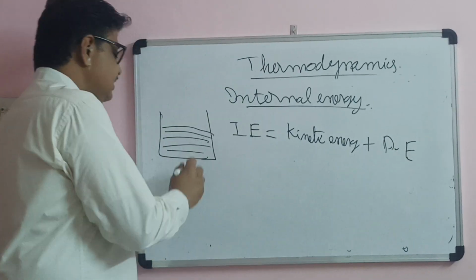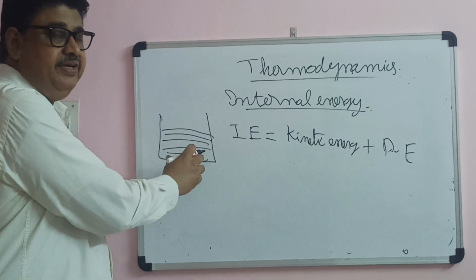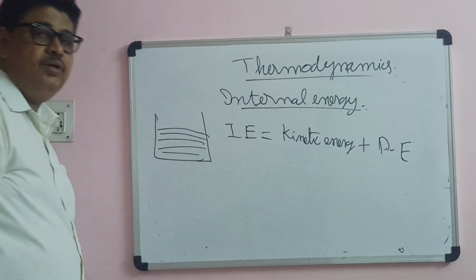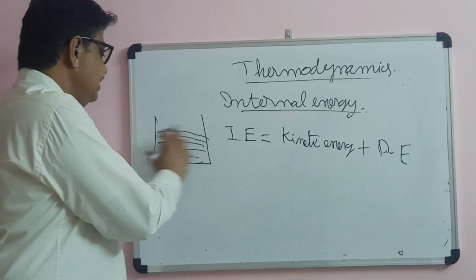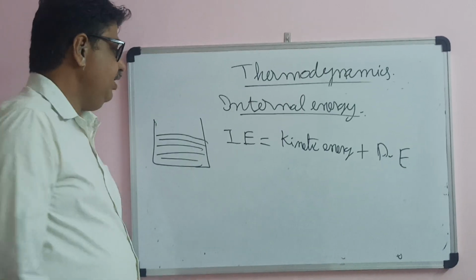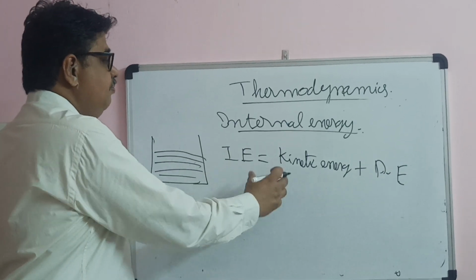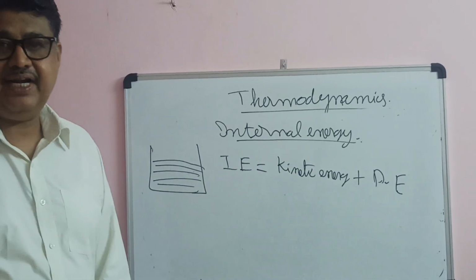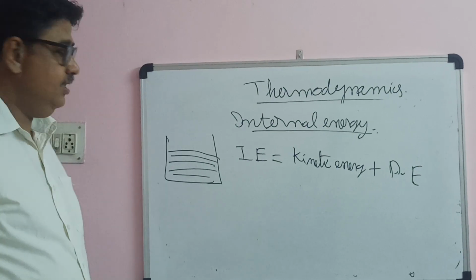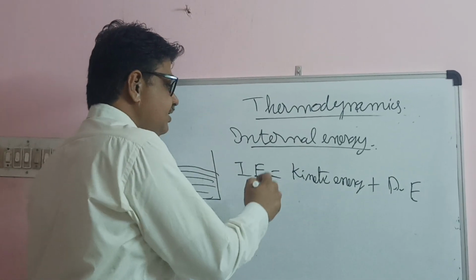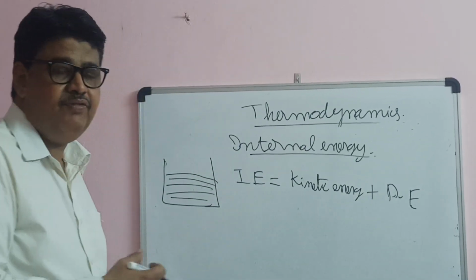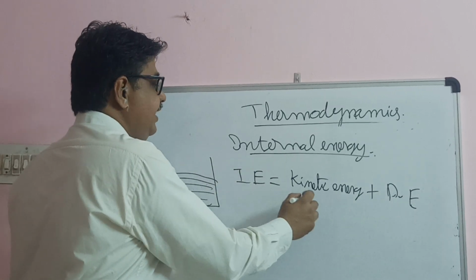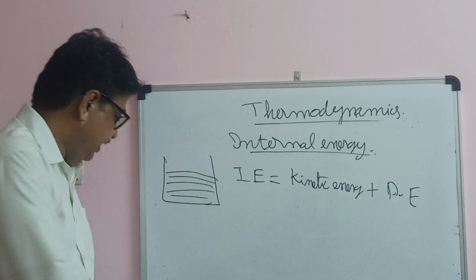Potential energy is due to the position, due to the configuration. Kinetic energy is the motion of molecules, the rotational and translational motion of molecules. Therefore, internal energy is the sum of kinetic energy and potential energy. Here, intermolecular force of attraction is not considered. So without considering the intermolecular force of attraction, we find the internal energy is kinetic energy plus potential energy.